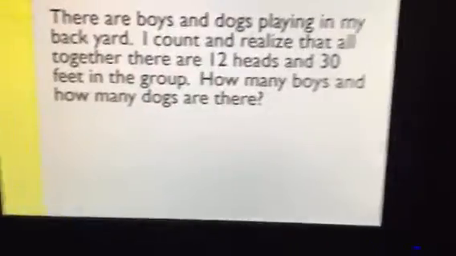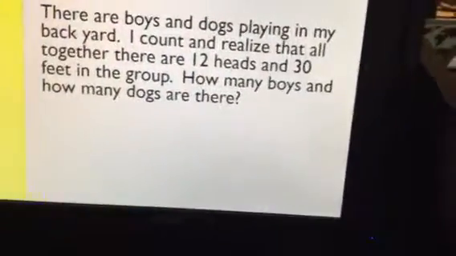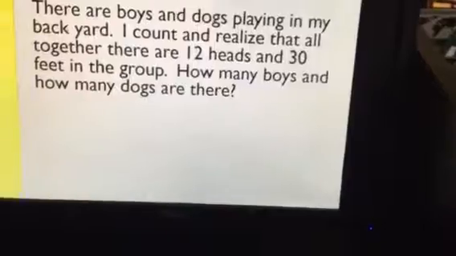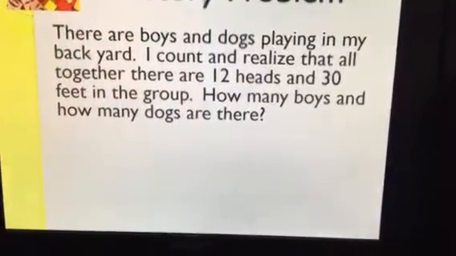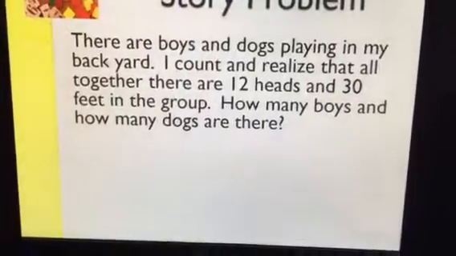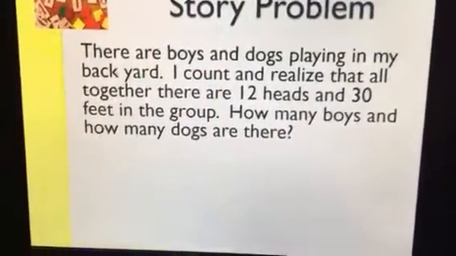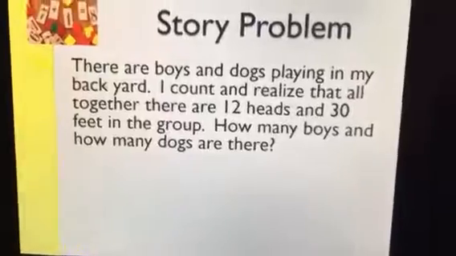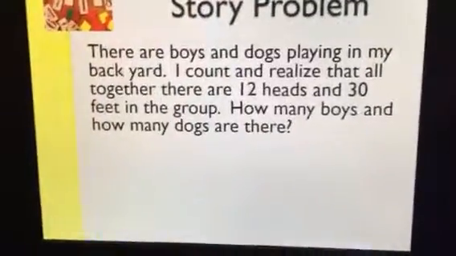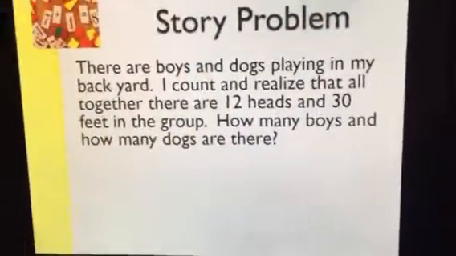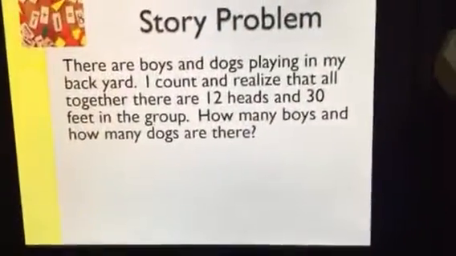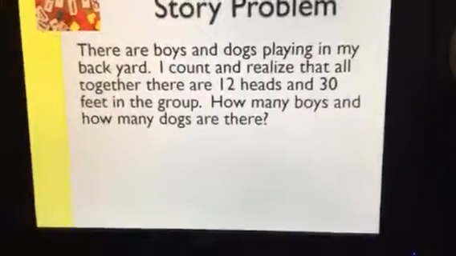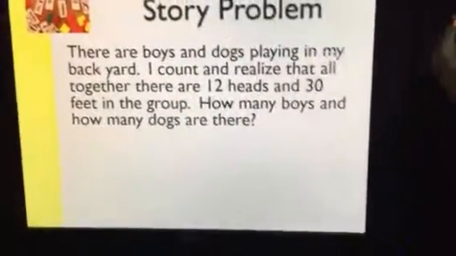Okay, a story problem. It's a boys and dogs problem. There are boys and dogs playing in my backyard. I count and realize that altogether there are 12 heads and 30 feet in the group. How many boys and how many dogs are there? So I'd like you to take a few minutes and solve this problem, and we'll look at different solutions to it and just different ways you could work this problem and get the answer.